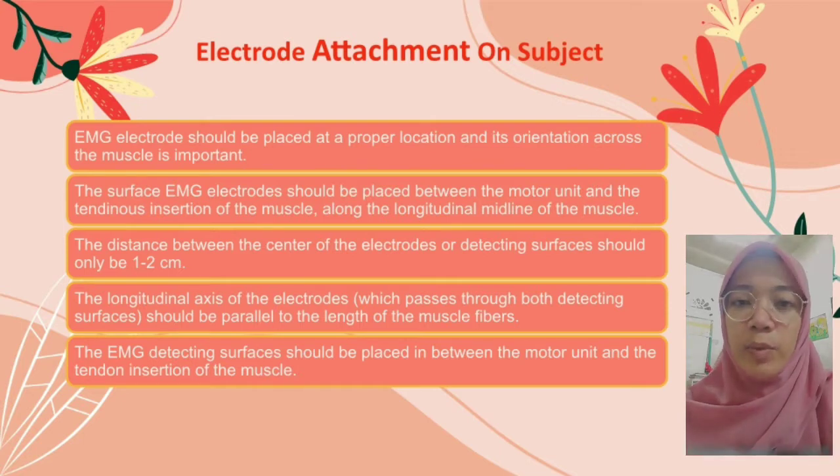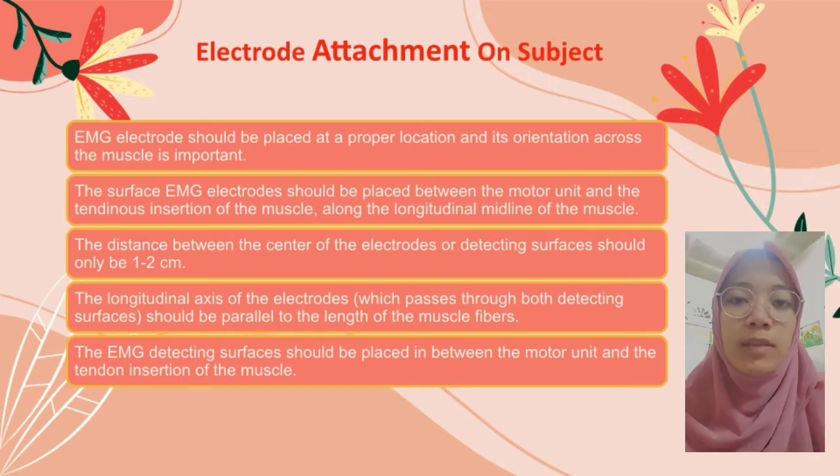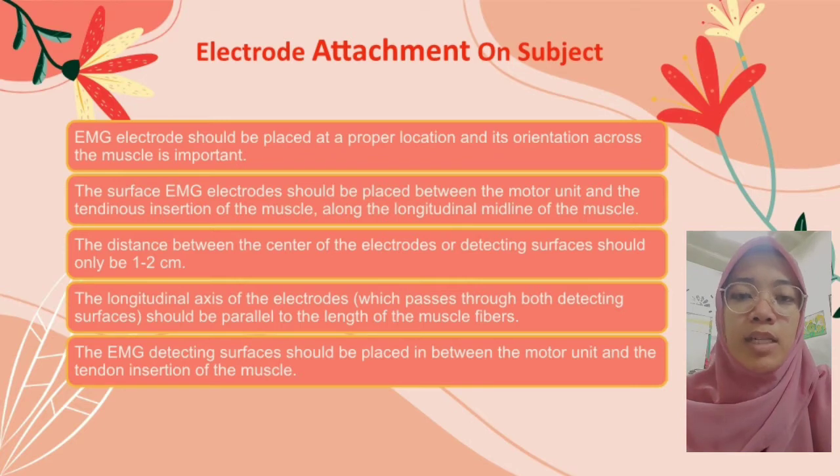The distance between the centers of the electrodes or detecting surfaces should only be 1 to 2 cm. The longitudinal axis of the electrodes, which passes through both detecting surfaces, should be parallel to the length of the muscle fibers. The EMG detecting surface should be placed in between the motor unit and the tendon insertion of the muscle.